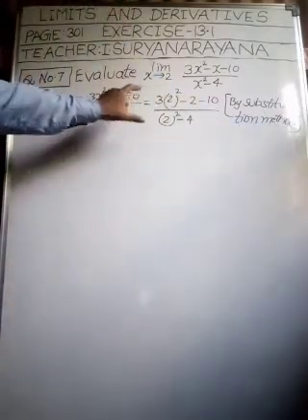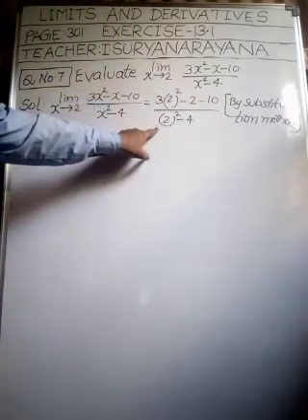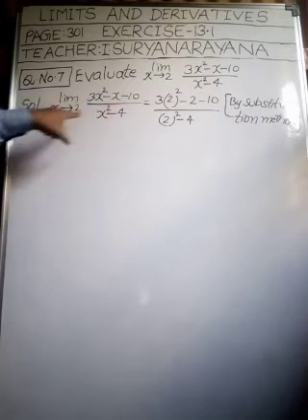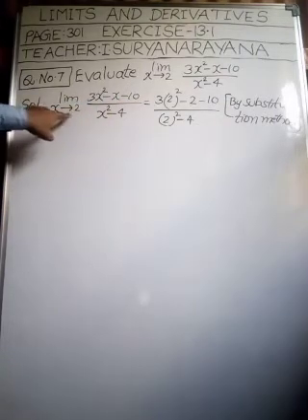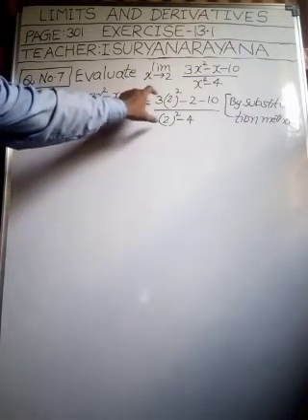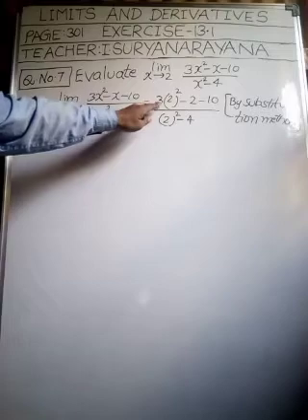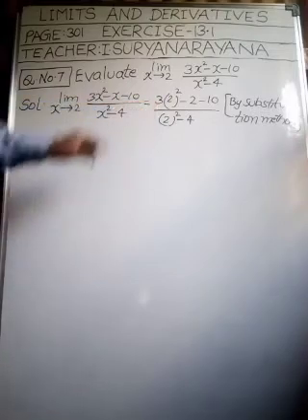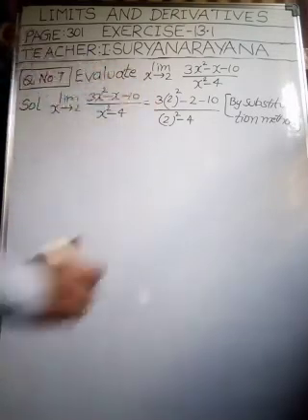By the substitution method, we got this step. Understood this step, my children? I substituted x equal to 2 because here x is approaching 2. So in this function, we substituted x equal to 2. Okay, my children, understood this step? Right. Now let us simplify this number.